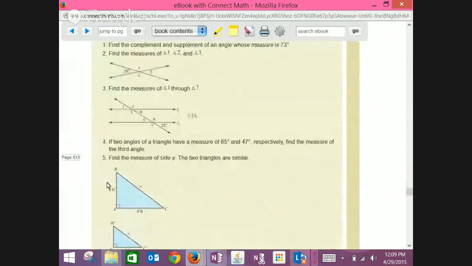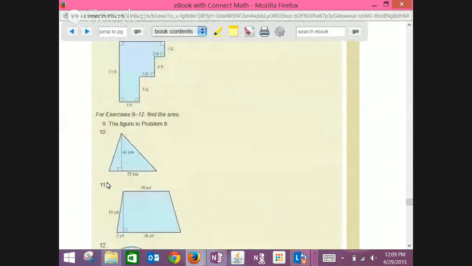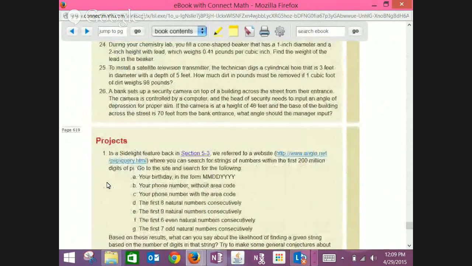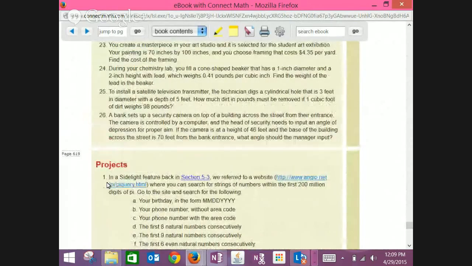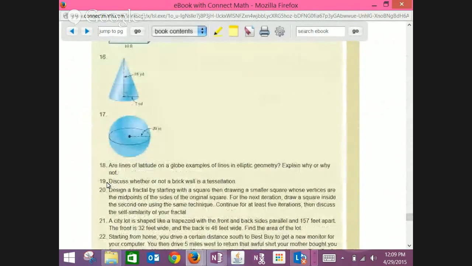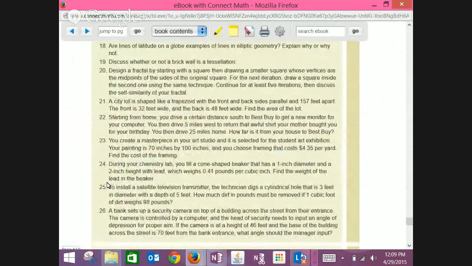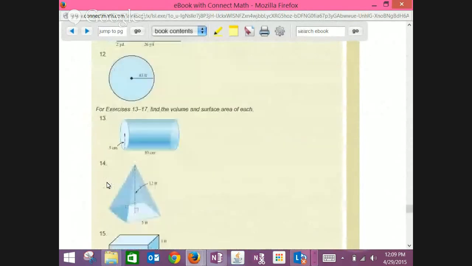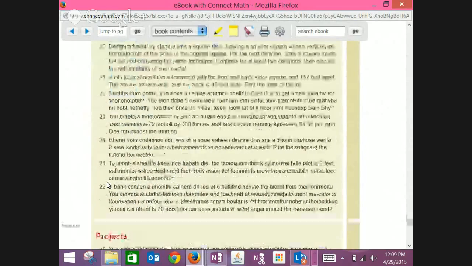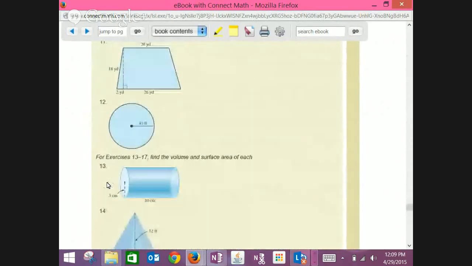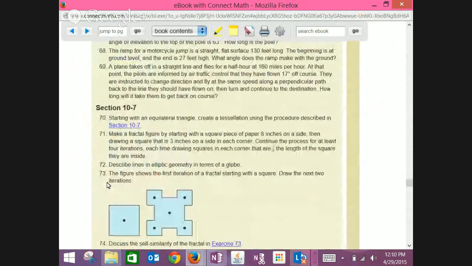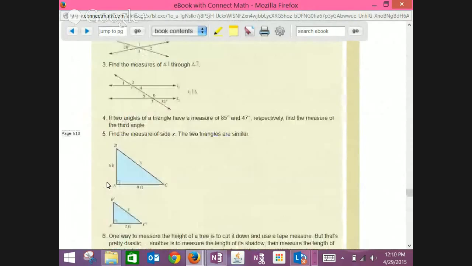So the chapter tests are a good way to test yourself. The answers are in the back of the book to all of the problems, right? I think you have the answers to the chapter test, all of them. Here's 26 questions. Keep in mind we didn't do the last couple problems because that was from 10-7. We didn't do 10-7. So anything with tessellations or things like that, we didn't cover.